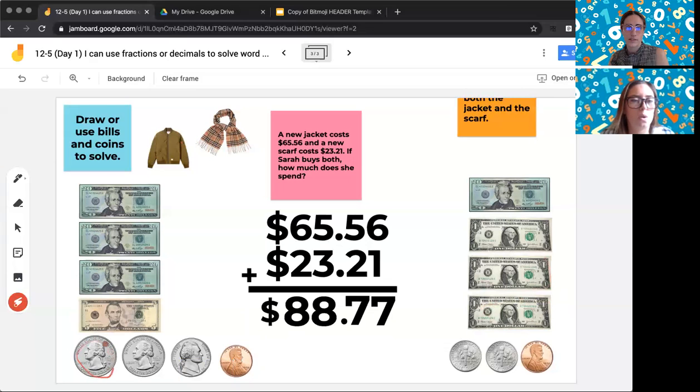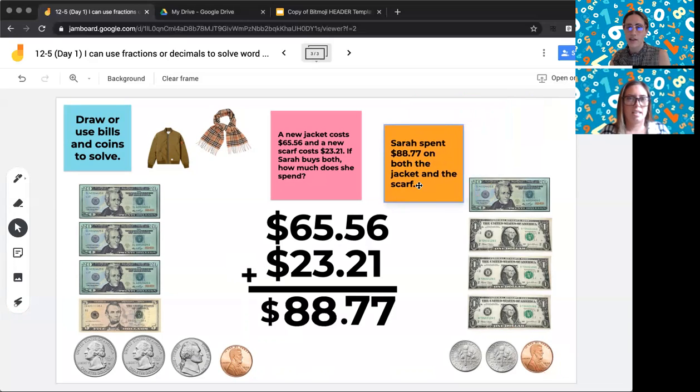So I have 1 quarter, which is 25, and another quarter, another 25 is 50. Now I can count my dimes, 60, 70, another nickel, 75, 76, 77. Perfect. So we can write that Sarah spent $88.77 on both the jacket and the scarf. And that's how you can use fractions and decimals to solve word problems involving money. See you next time.